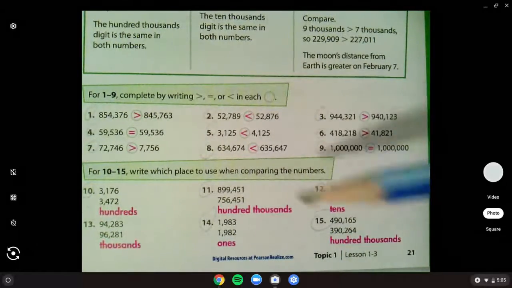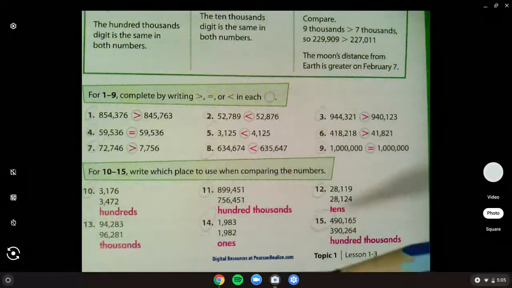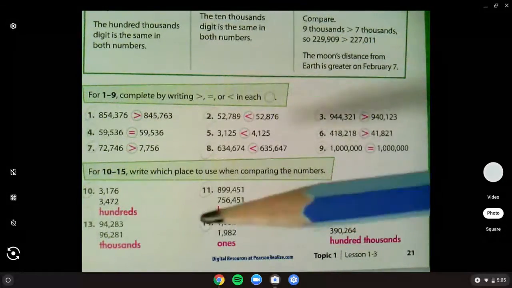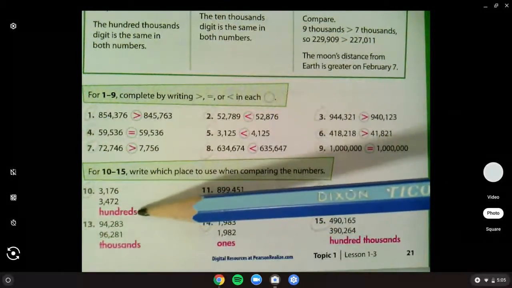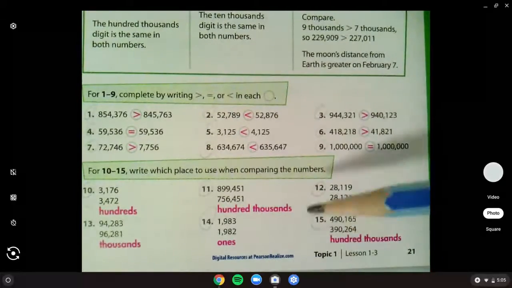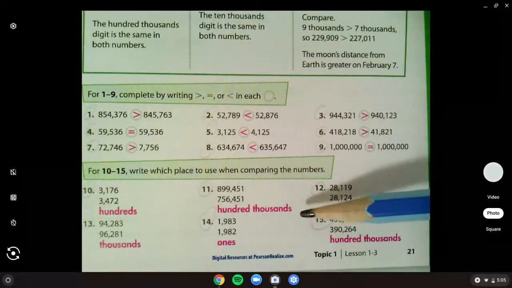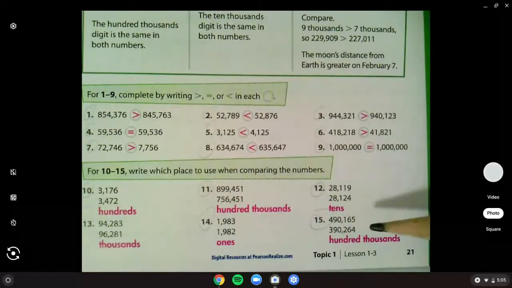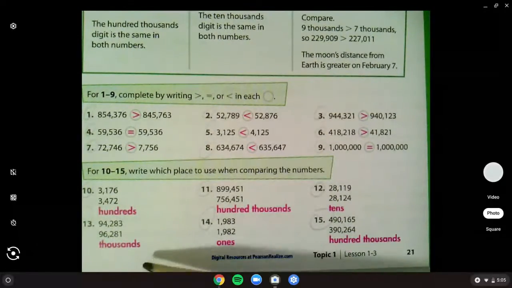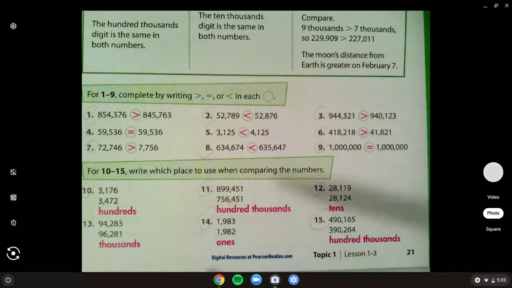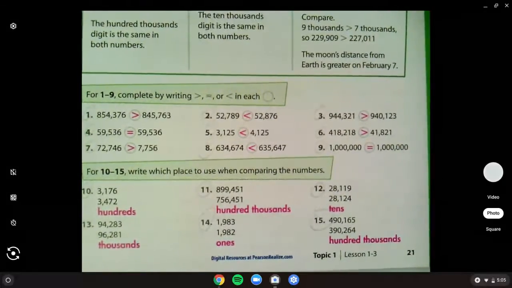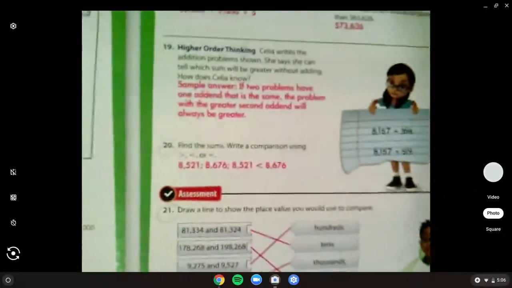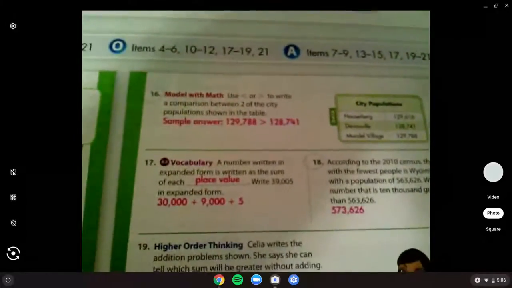All right, for 10 through 15, they wanted you to write which place to use when comparing. So number 10, you will use the hundreds place to compare. 11, you will use the hundred thousands to compare. 12, you would use the tens place. 13, the thousands place. 14, the ones. And 15, hundred thousands.